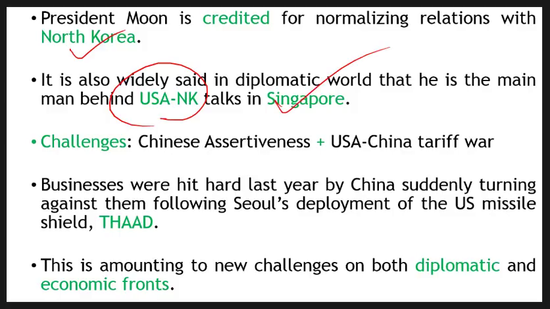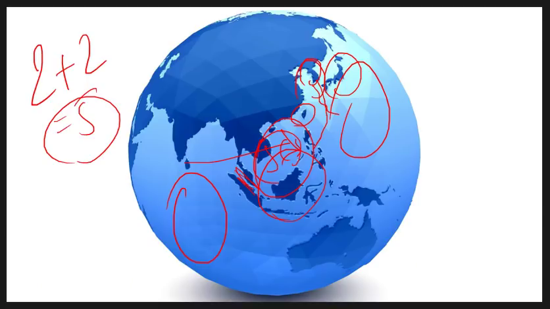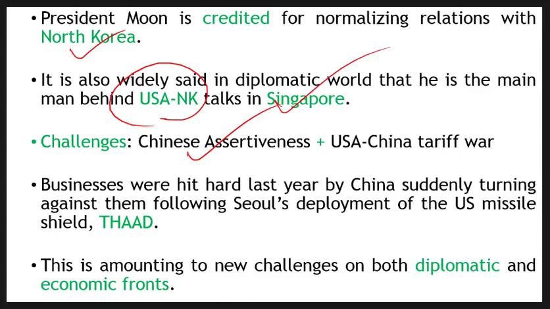Now, two challenges that are faced by South Korea at present is, of course, South China Sea. So this is China's assertiveness in this region here, and of course its assertiveness in other parts as well. Also, we are facing similar problems in Doklam and other portions. So China is assertive, no doubt, and this is a sort of big red flag for South Korea. At the same time, USA and China's tariff wars are also creating problems for South Korea.